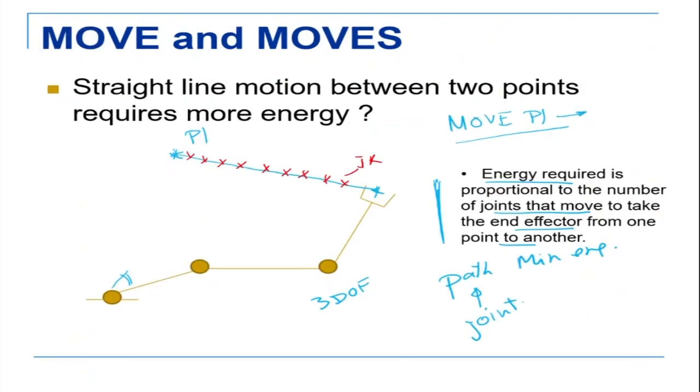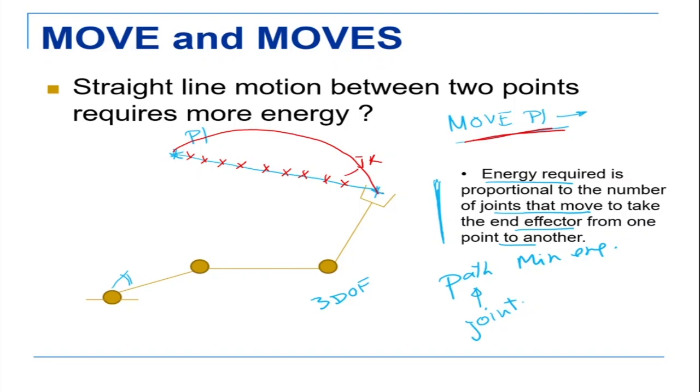So again, going back here, if we just say MOVE P1, what trajectory will it take? It will probably take a trajectory like this, a curved trajectory normally. If we say MOVES, then it will go in a straight line.